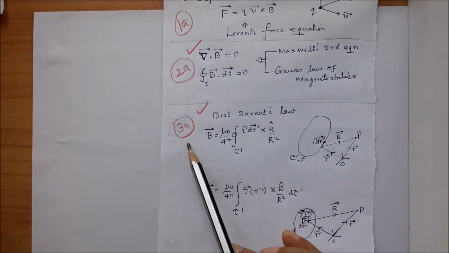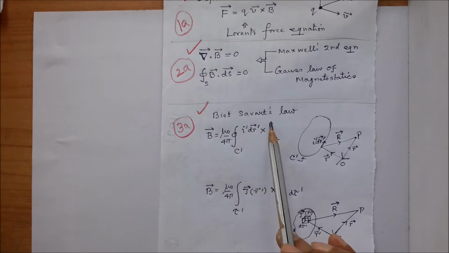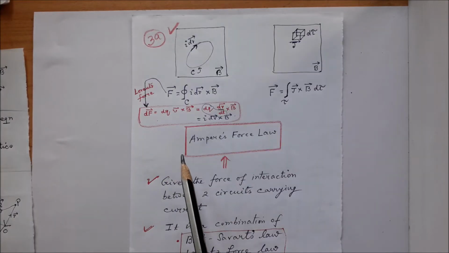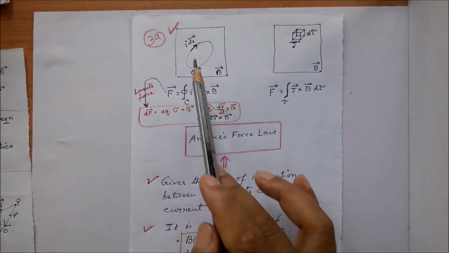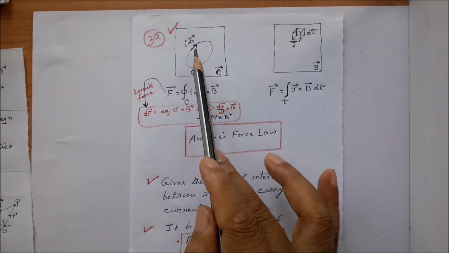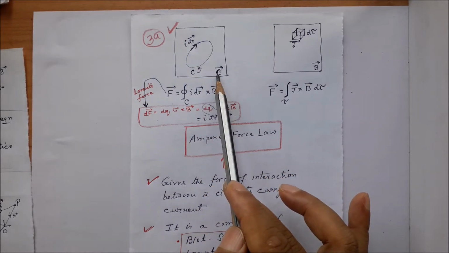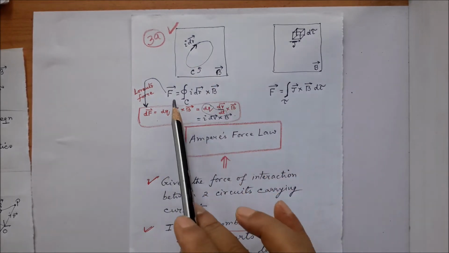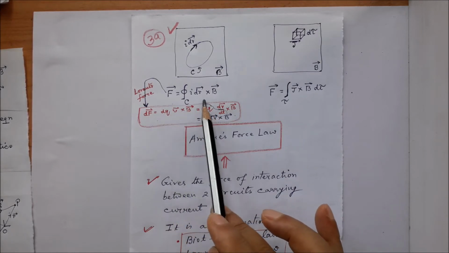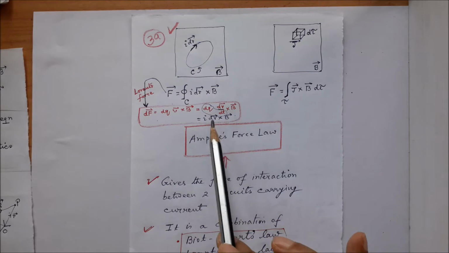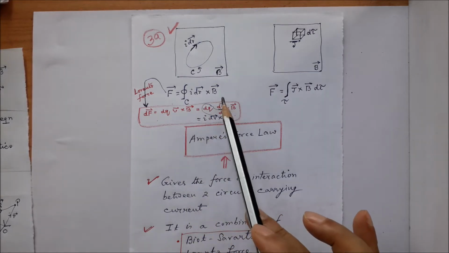In lecture 3a, we spoke about Biot-Savart's law and also derived the expression of force experienced by a current element, IDR, in the presence of a magnetic induction B. Here, this equation follows from Lorentz force relation. So this is actually the Lorentz force law.